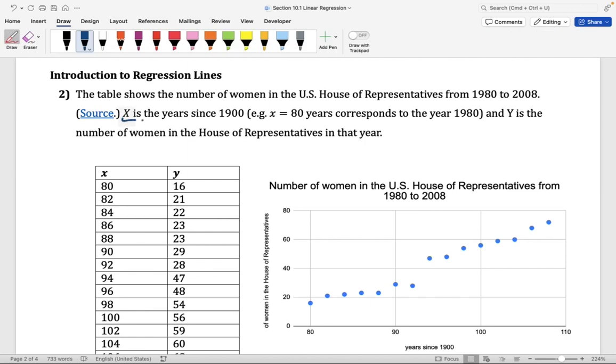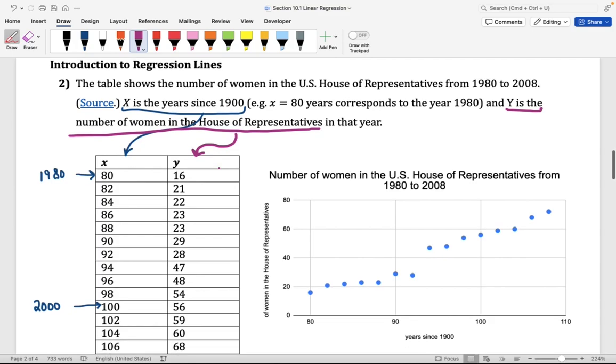The X value is going to be the year since 1900. For example, if you're looking at the year X equal to 80, this corresponds to the year 1980. We can also take X equal to 100 as another example. If X is equal to 100, this value corresponds to the year 2000. That is 1900 plus 100, that gives us 2000. So very important for us to understand what the X value represents. Again, the X value represents the years since 1900. Now here, the Y is the number of women in the House of Representatives.